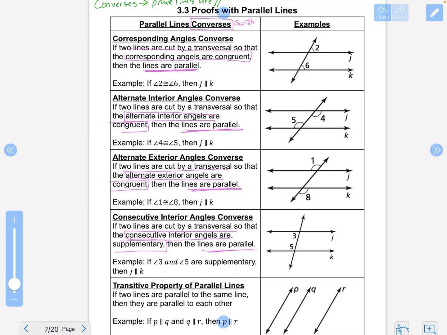So this time we're going to use our angle relationships, 2 being congruent to 6, to prove that J and K are parallel. We're going to use that my alternate interior angles are congruent to prove that these two lines are parallel, and so on and so forth. It's still the same thing, it's just we've switched them. So we know the angles are congruent, and because we know the angles are congruent, then the lines are parallel.